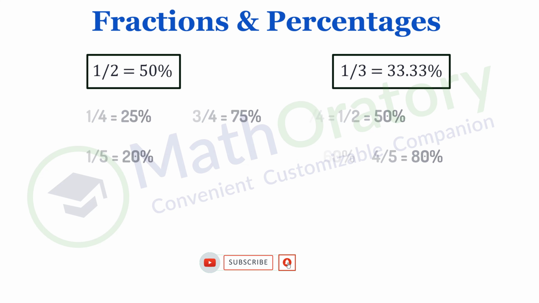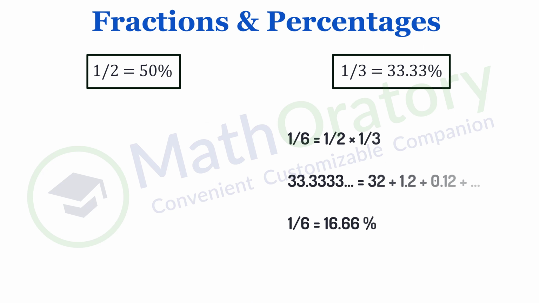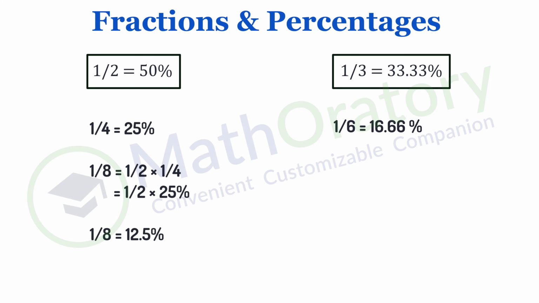Similarly, extending this idea, 1/6 is half of 1/3, and if you look at 33.33% in this way, what is half of 33? 16. Then you have 1 left out, 1.33, take 1.2 out of it, and half of that is 0.6. Then again you have this 12, so 16.6666, it goes on. Some people approximate it to 16.67%, that is not a problem, but ideally it is 16.66 recurring. 1/7 I'll come back to later on. 1/8 is half of 1/4. 1/4 is 25%, so 1 by 8 should be 12.5%.